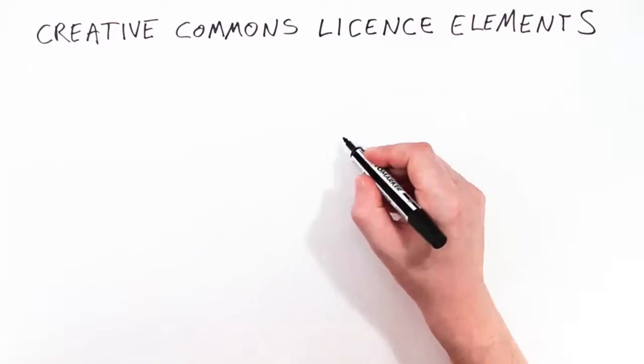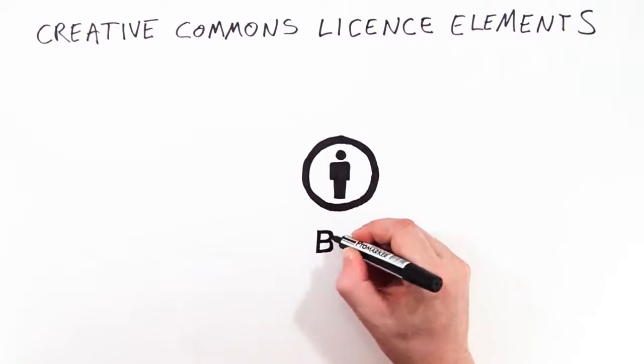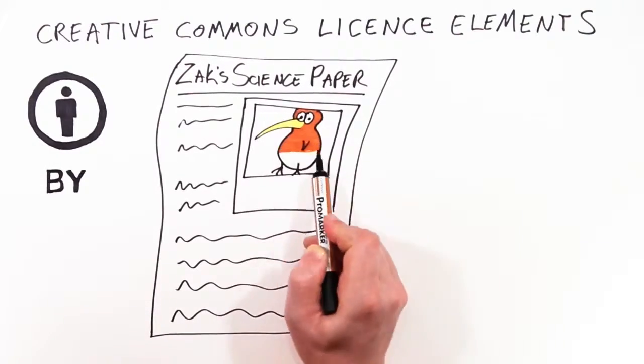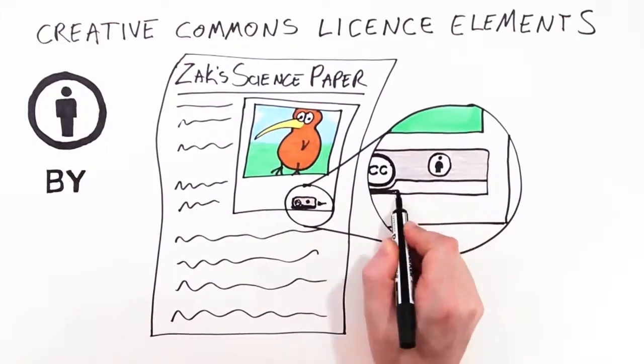Creative Commons licenses are made up of license elements. You can think of them as rules, and each have their own special symbol. This is attribution. It means that Zach must acknowledge Kiwi when he publishes his science project containing her photo.